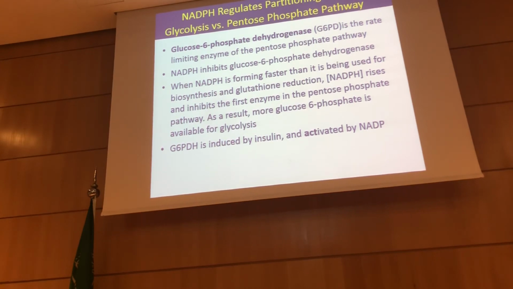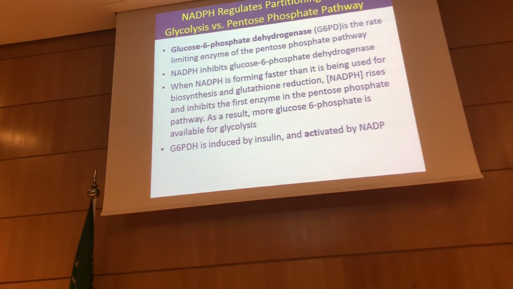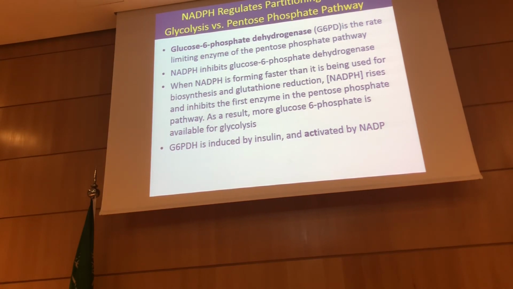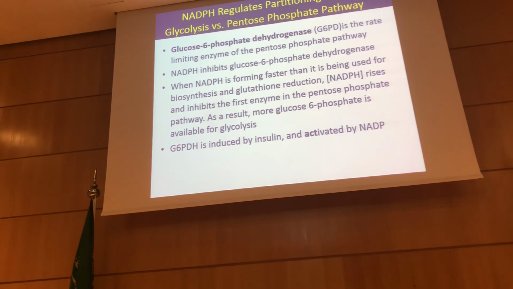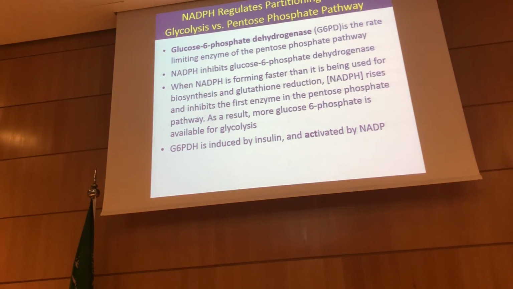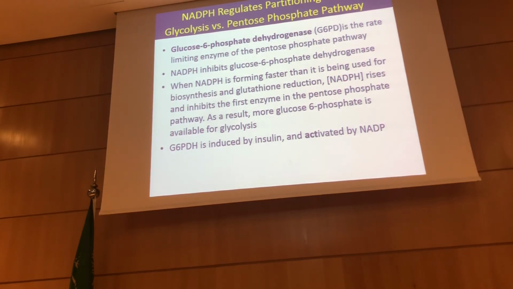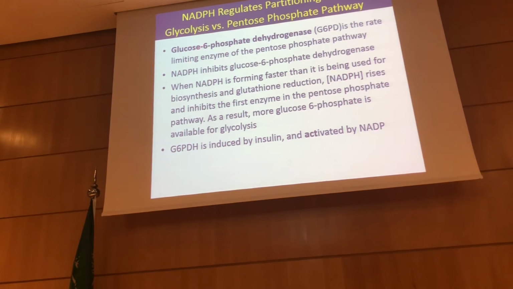What is NADPH for the pathway? It is the electron carrier. No, for the pentose phosphate pathway, it is the product. So what, the product will inhibit the first enzyme or the rate limiting enzyme? The one before. Feedback inhibition. So when you have too much NADPH, the enzyme glucose 6-phosphate dehydrogenase will be inhibited. So the first enzyme is inhibited.